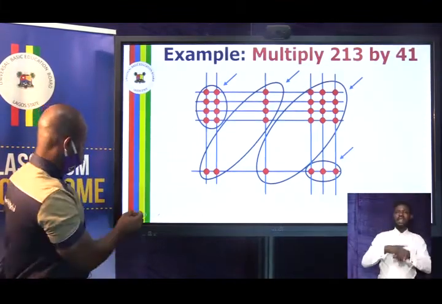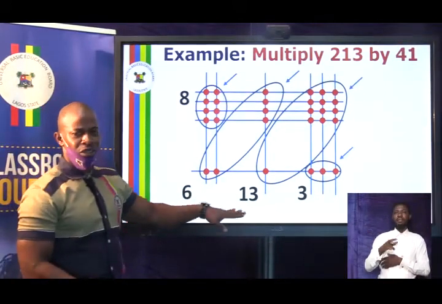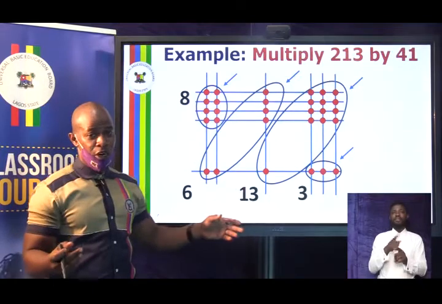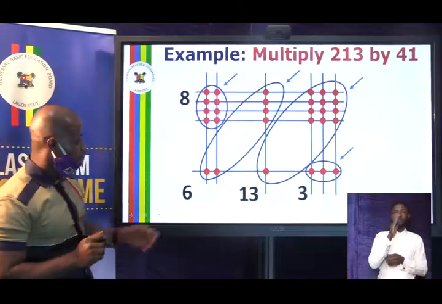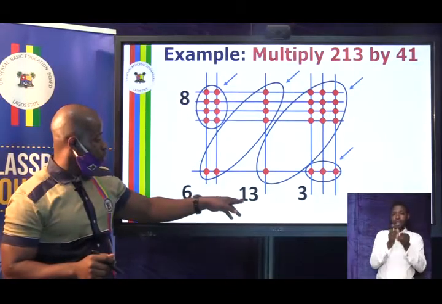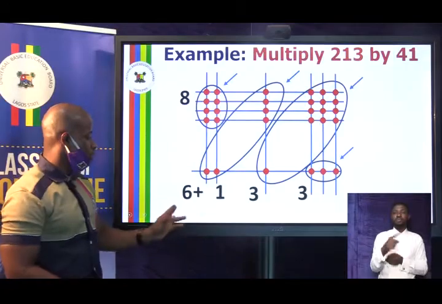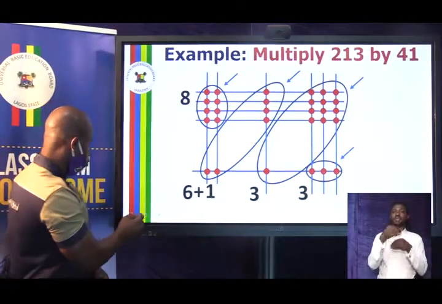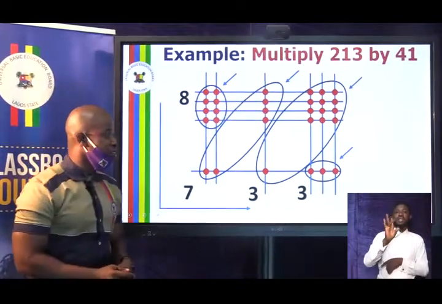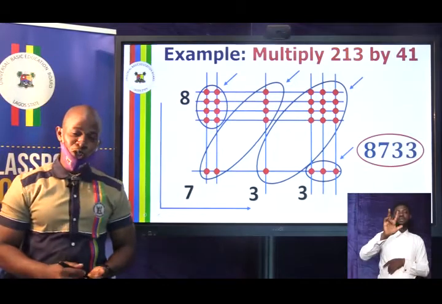Now it's time to count. Here I have 8, here I have 6, here I have 13. You see, it doesn't really matter which one you count first. Just put all the numbers below. But now there's going to be a problem somewhere. We have 1 digit, but we have 2 digits here. So what you do is carry 1 digit from here and take it to the next place, like this. So this one comes here. 6 plus 1 gives you 7. And so your final answer is 8,733, as you can see.